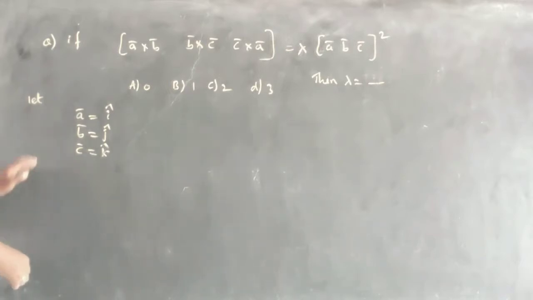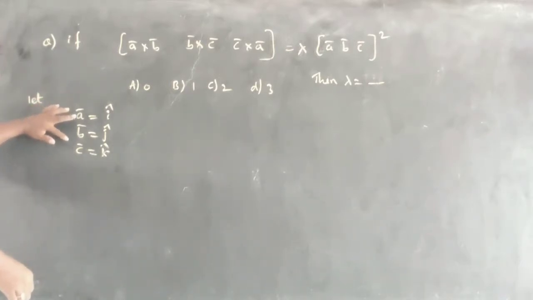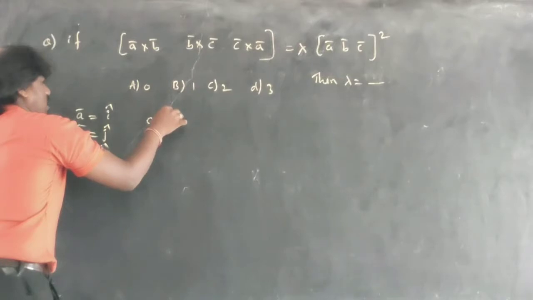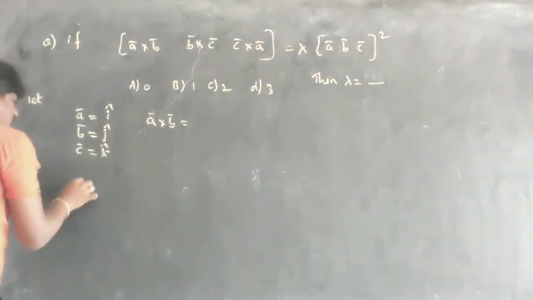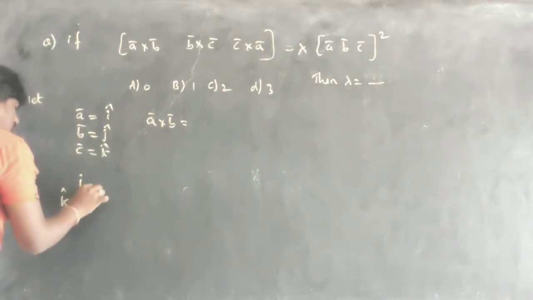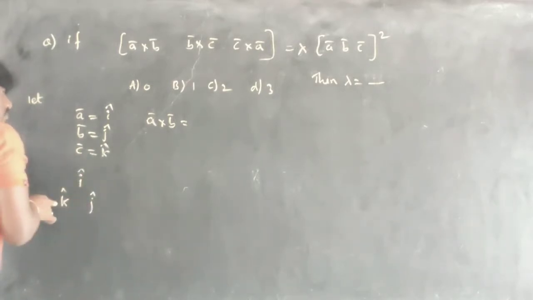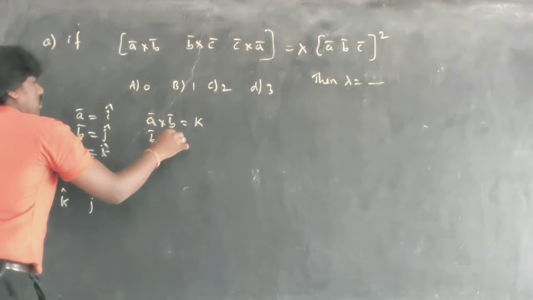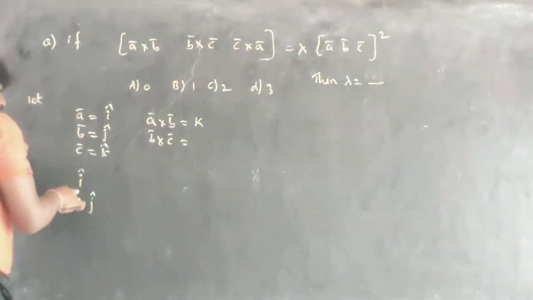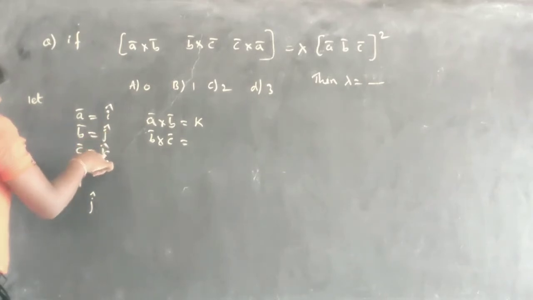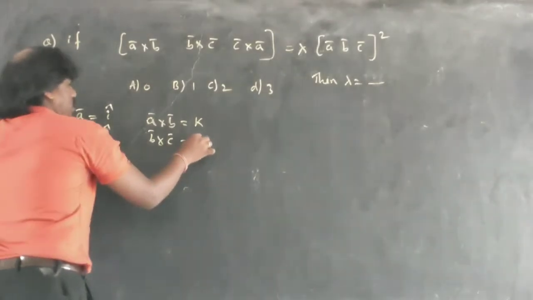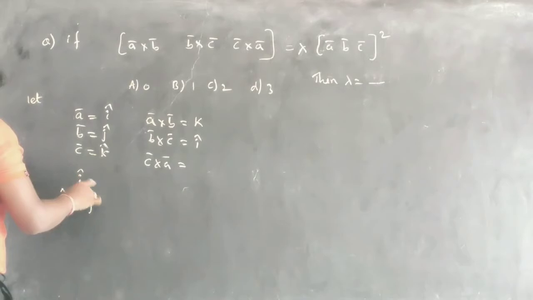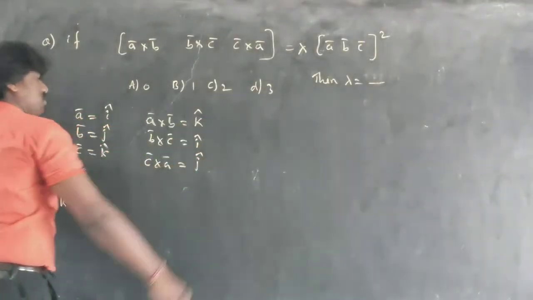So A vector is i, B vector is j, C vector is k. What do I get here? You know A cross B will be what? i cross j will be what? i, j, k. I already explained. i cross j will be k. Then B cross C will be what? j cross k is i. And then C cross A is what? k cross i, I am going to get j. I explained this many times in the basic lectures about the cross product.